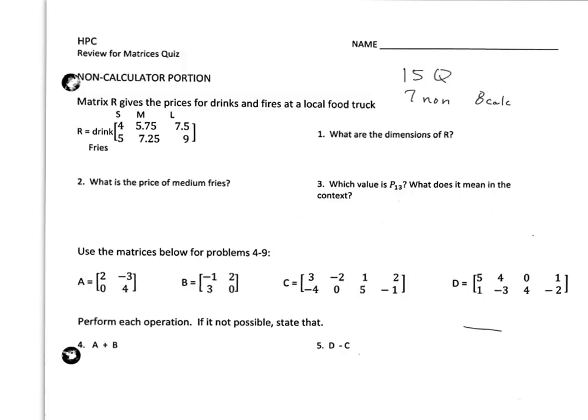So this, of course, is not fires. Sorry, this is supposed to say fries. So we've got drinks and fries at a local food truck. And, of course, this is supposed to be lined up a little bit better. That didn't happen. So the dimensions of R, make sure when you give the dimensions, you go down then across. So this matrix is a 2x3 matrix. Medium fries, of course, are $7.25.